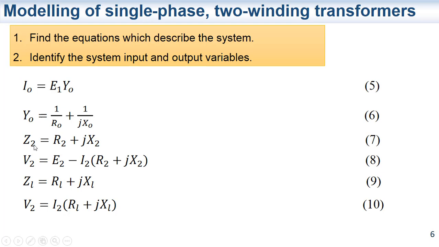In parallel, we also introduced the secondary impedance Z2, and if we go back to the equivalent circuit in the previous slide, the voltage at the secondary winding terminals V2 equals the induced EMF minus the current flowing through the secondary winding multiplied by the impedance of the secondary winding. If there is an inductive load consisting of resistance and reactance, then the impedance of that load would be ZL, and the voltage at the secondary winding would equal the secondary winding current multiplied by that load as well.